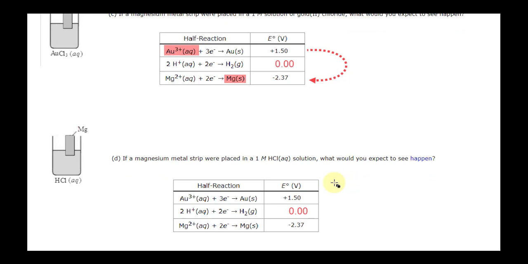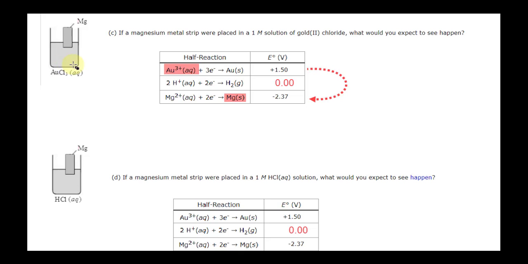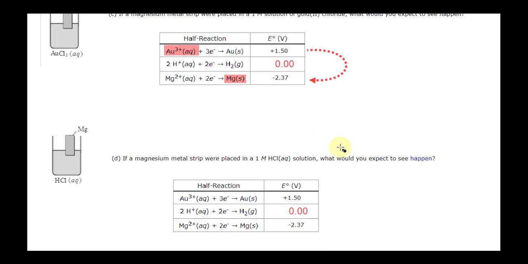We've answered this question. If gold solution was here, their +3 ions would rip electrons off of magnesium, and we know that from the reduction table. What about a battle between magnesium and hydrochloric acid? Well, again, that's our HCl. Here we've got a battle between H+ and magnesium metal. This hydrogen, reduction potential of 0, will take the electrons from that magnesium and turn it into magnesium ions.